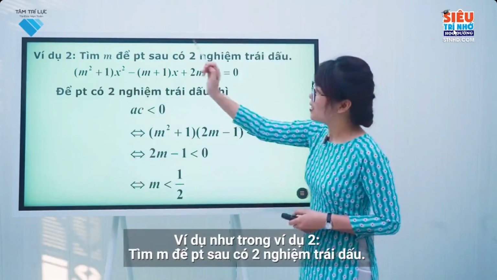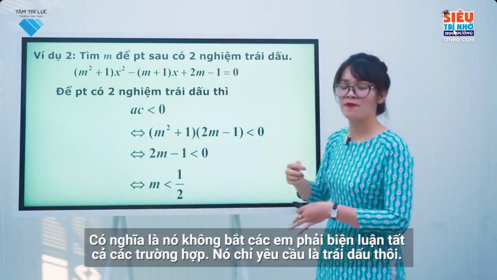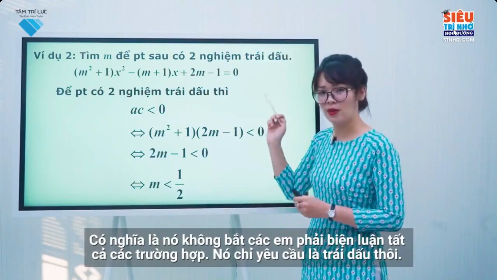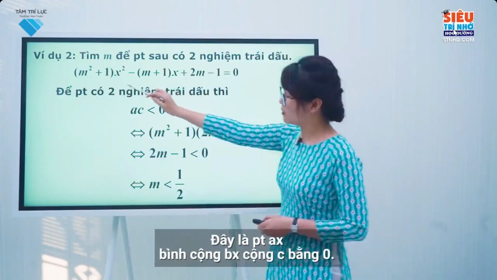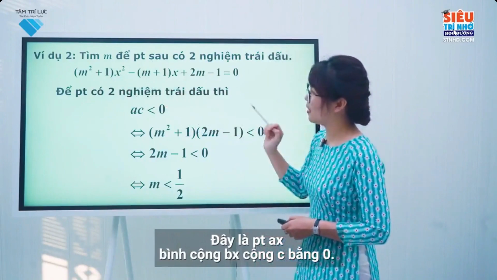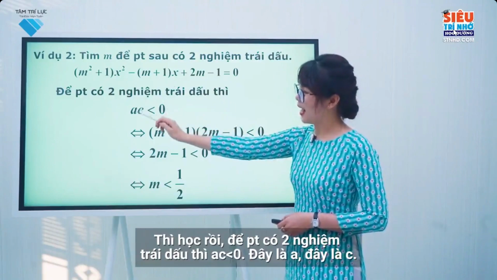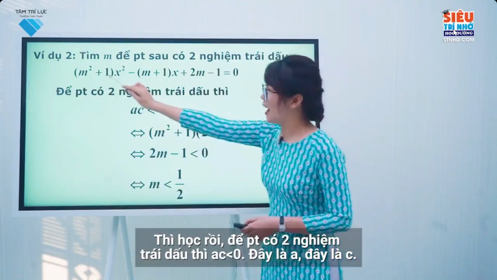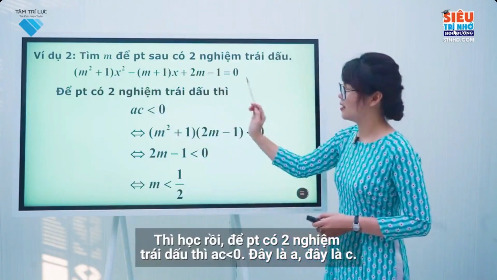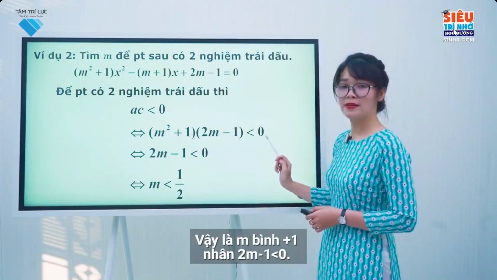Find the values of m so that the following equation has two roots with opposite signs. It means that you don't have to discuss all cases. The requirement is only to have two roots with opposite signs. This is the equation ax squared plus bx plus c equals 0. To have two roots with opposite signs, the product of a and c is less than 0. M squared plus 1 is a, 2m minus 1 is c.